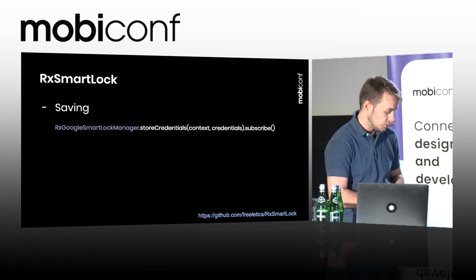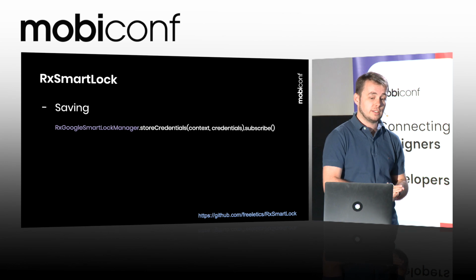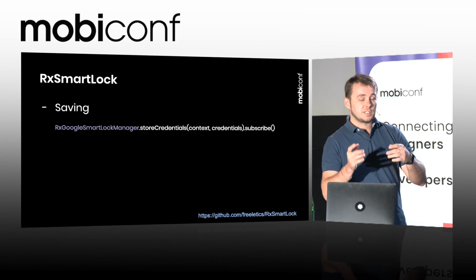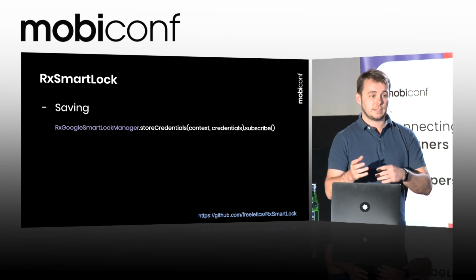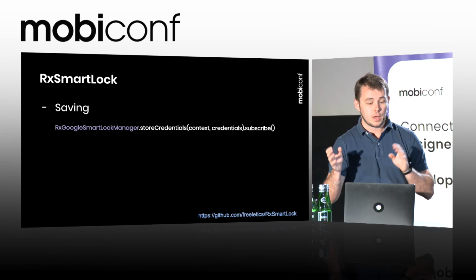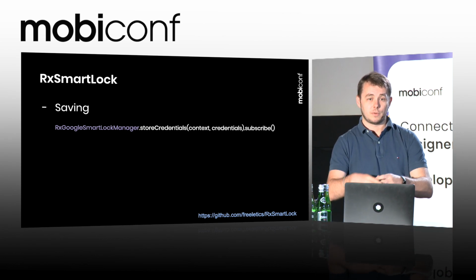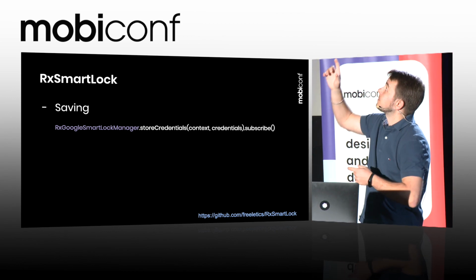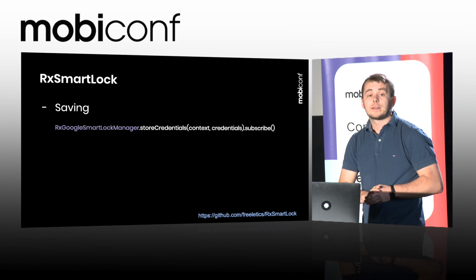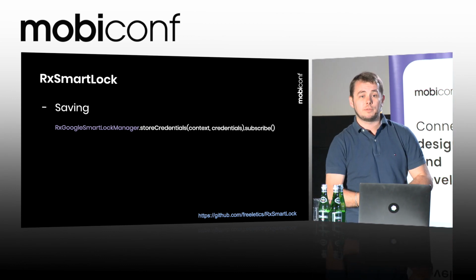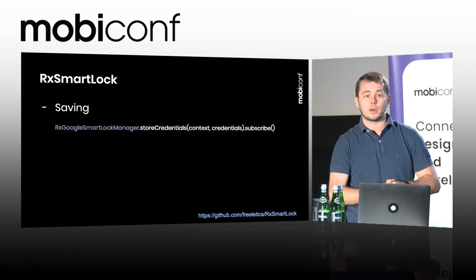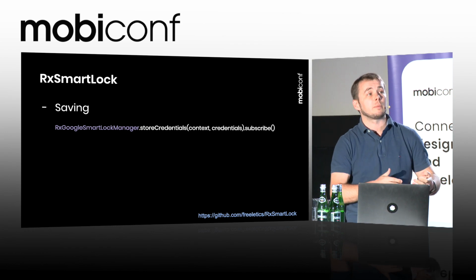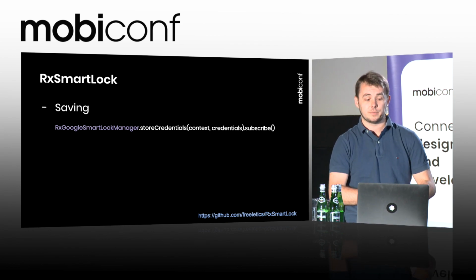In order to save user credentials, everything that is needed is a single line. You access the function save credentials, put the credentials over there, perform typical RxJava functionality like subscribe, and after that it will be saved. You don't need to think about how to work with the credentials API.